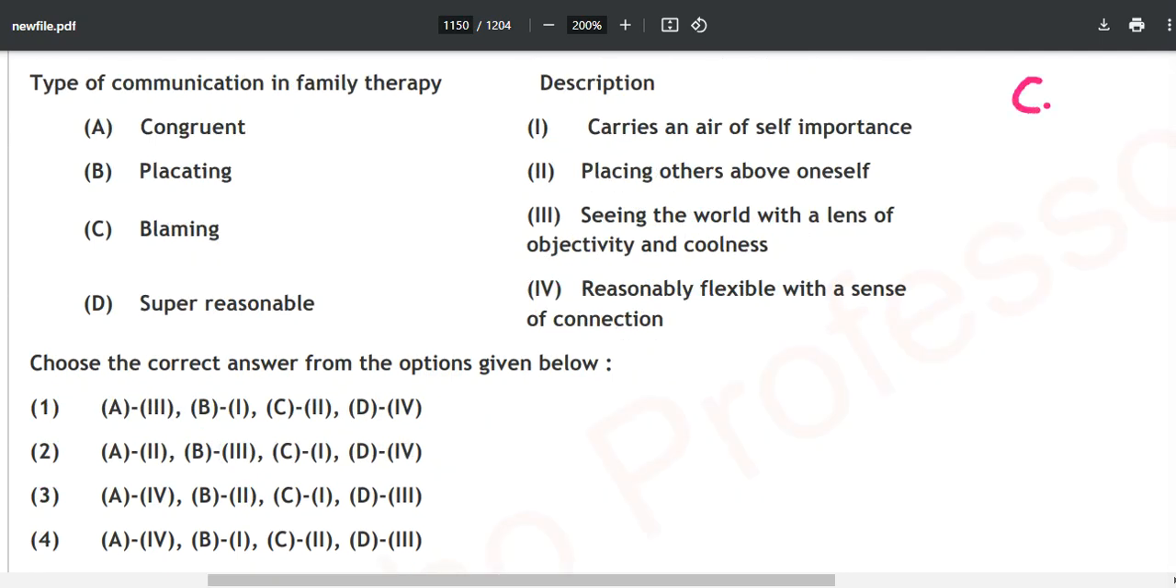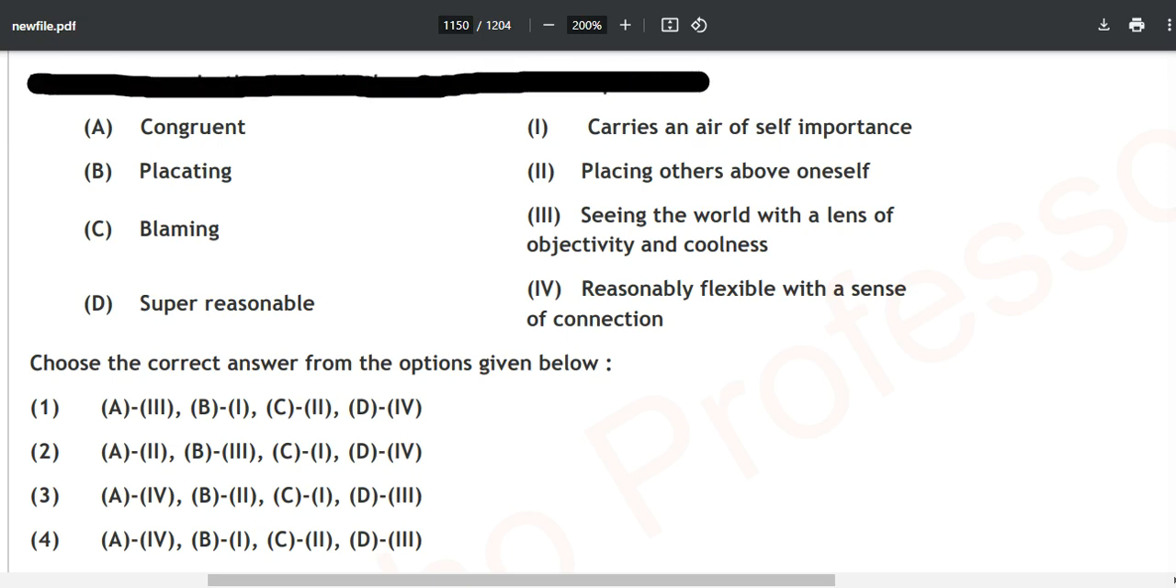Now this question is again a common sense one. Just read and answer. Type of communication in family therapy. I am telling you, just remove this also. Even if you remove this, you will be able to answer. You have to simply match the word meaning, what the exact word means. Now, congruent. I hope everyone knows this word, congruent. Or blaming, you are blaming someone, you know. And super, meaning somewhat top or something like that. And reasonable, you also know. So super reasonable, I am assuming that you know the meaning of super reasonable. If you are listening to this lecture, then it means you know the meaning of super reasonable. Blaming and congruent, you might not.